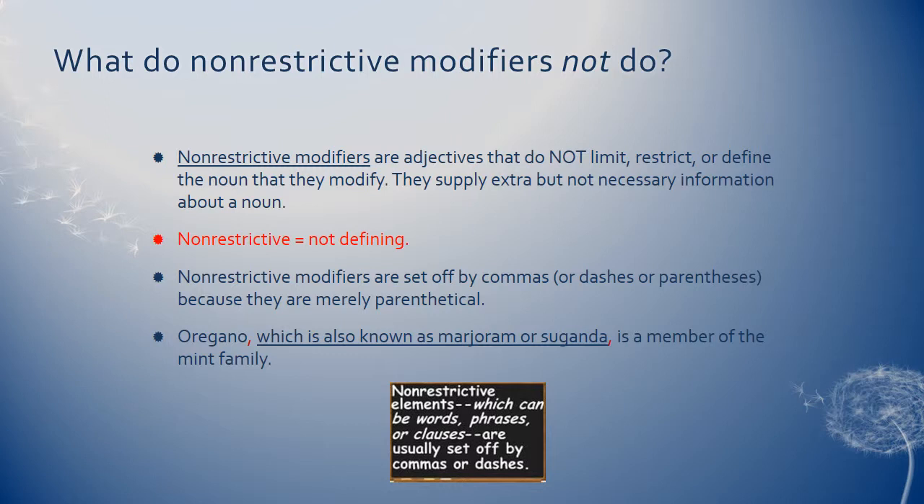So the basic sentence is this: oregano is a member of the mint family, but I have inserted a relative clause, which is non-restrictive. It does not define oregano, but it just restates some synonyms for oregano. So that's a good example.